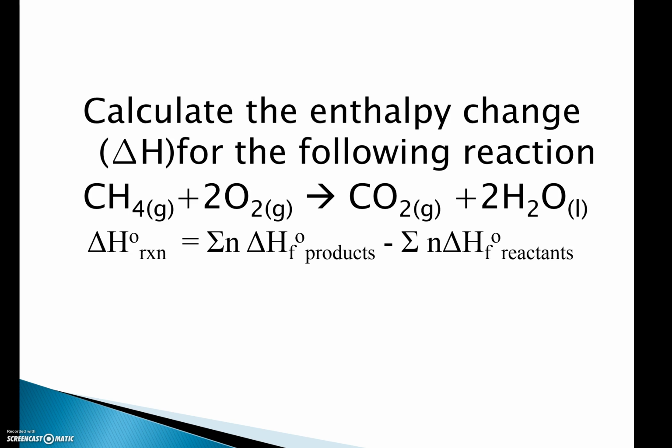So I'm going to give you a minute. Look at the table, find the values, plug them into your equation, and see what you get for your delta H of reaction.